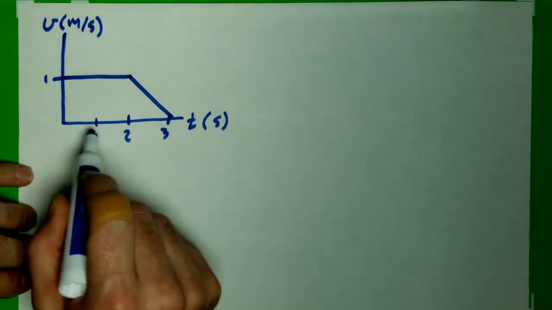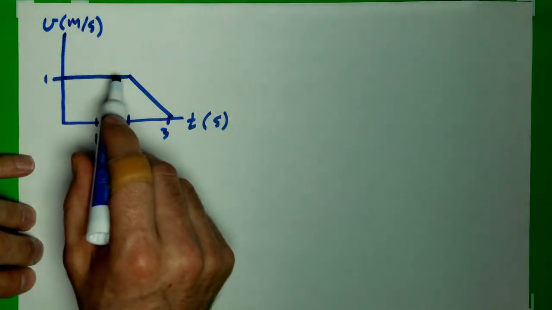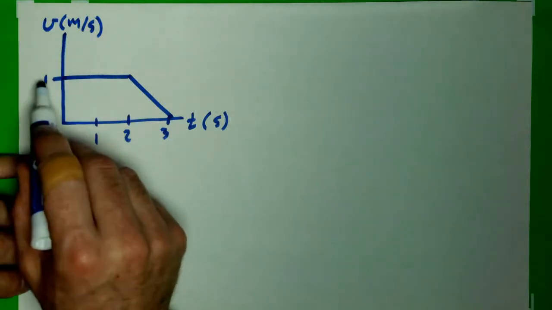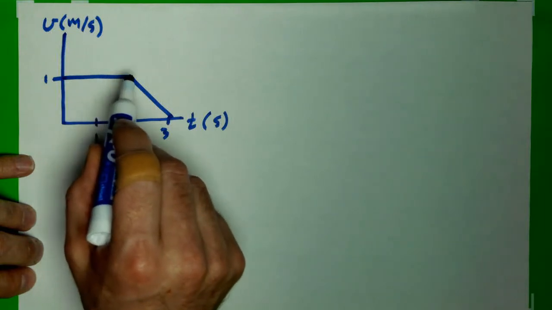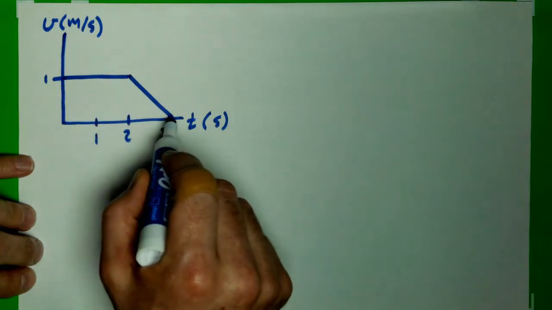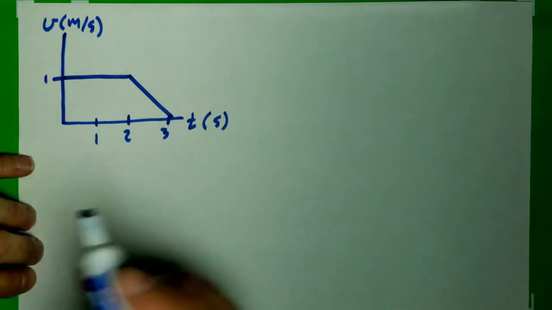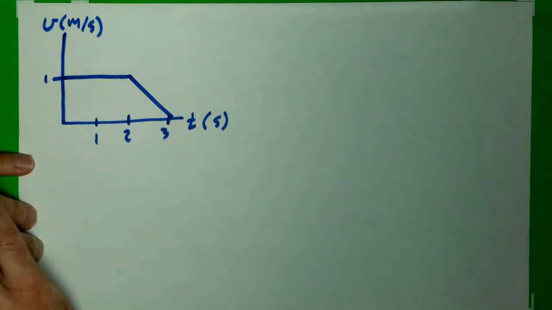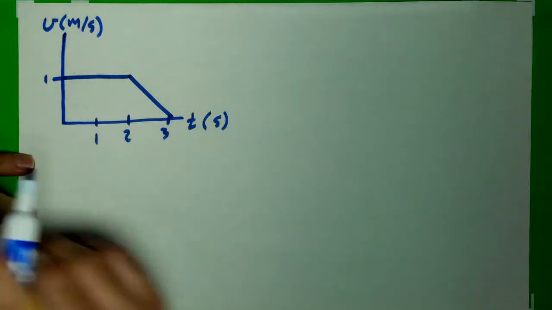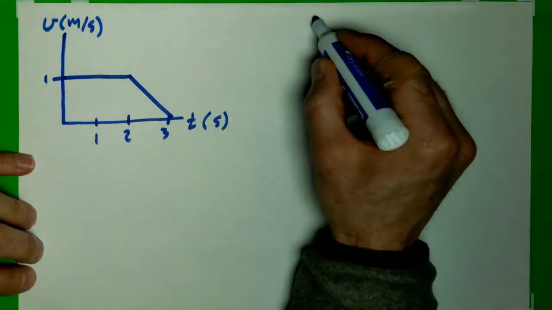Initially, for the first 2 seconds, it's traveling at constant speed. This would be uniform motion. And then it changes and starts decreasing speed until it reaches 0 speed over the next second. Okay. Question is, what is the displacement as a function of time? How can I create the position versus time curve for this one?